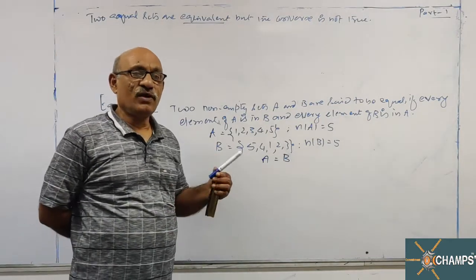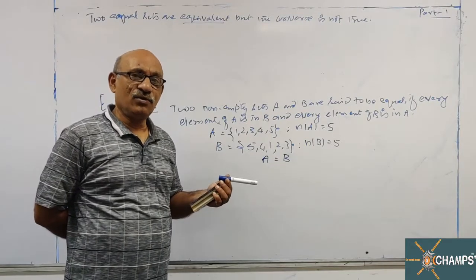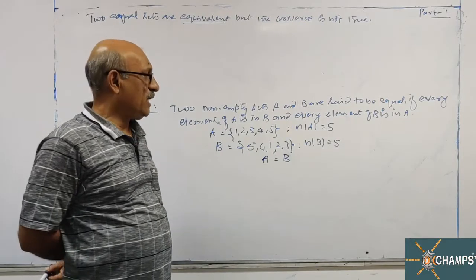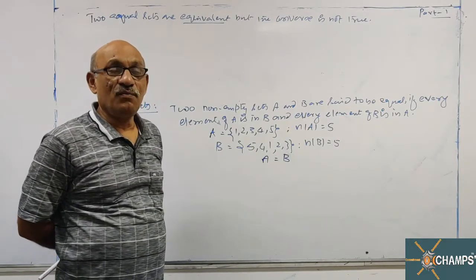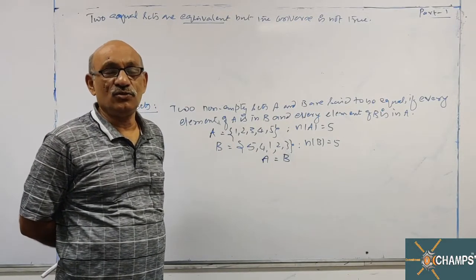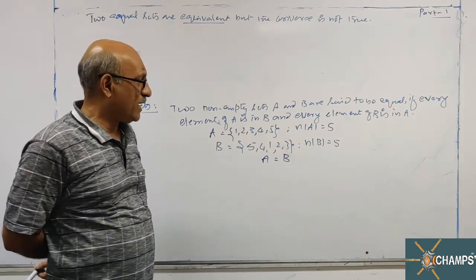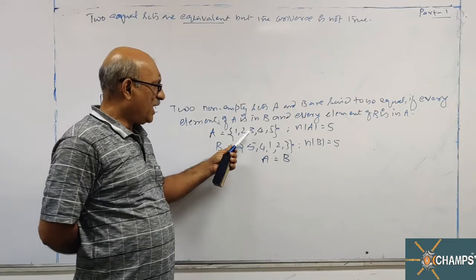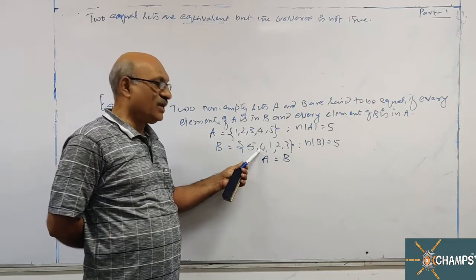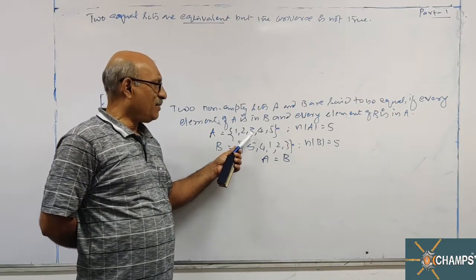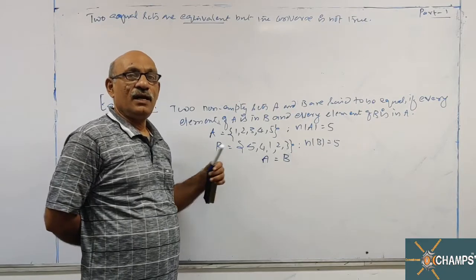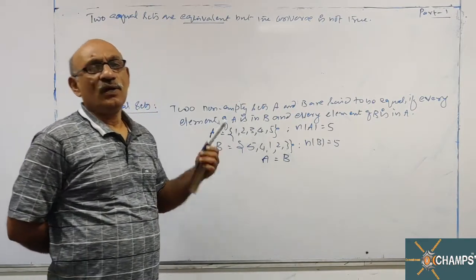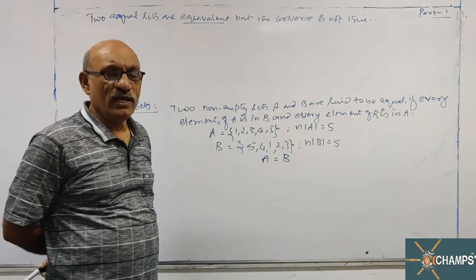For equal sets, what is the additional condition they have to satisfy? Not only should the number of elements be equal, but these two sets should also have the same elements. So 1, 2, 3, 4, 5 and 5, 4, 1, 2, 3. Every element of A is in B, and every element of B is in A. Therefore, you can say A and B are two equal sets.